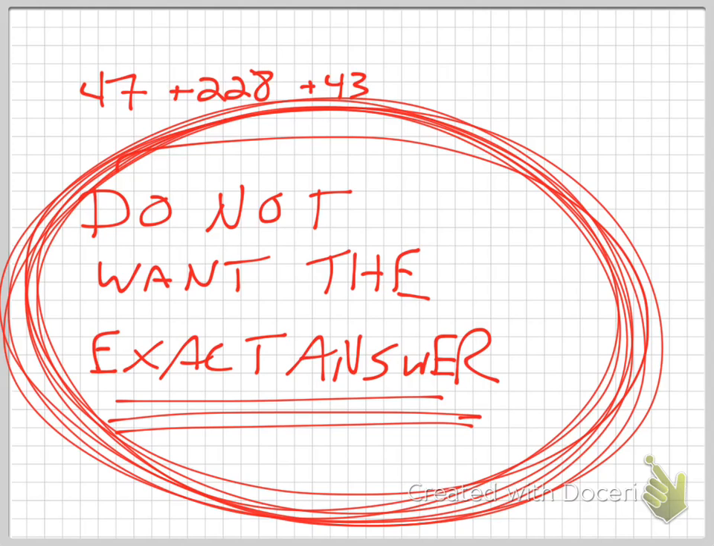There should not be any answer of 81. An answer of 81, the answer should be 80. Does that make sense? There should be round numbers, estimated numbers. Are you all following me? How many of you are going to give me the exact answer? Oh! I don't want the exact answer.